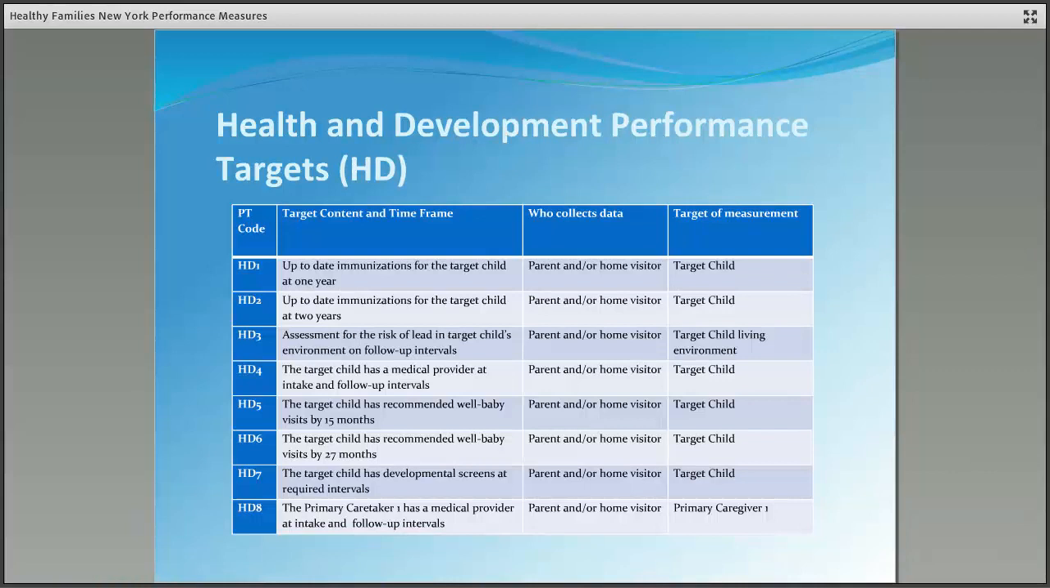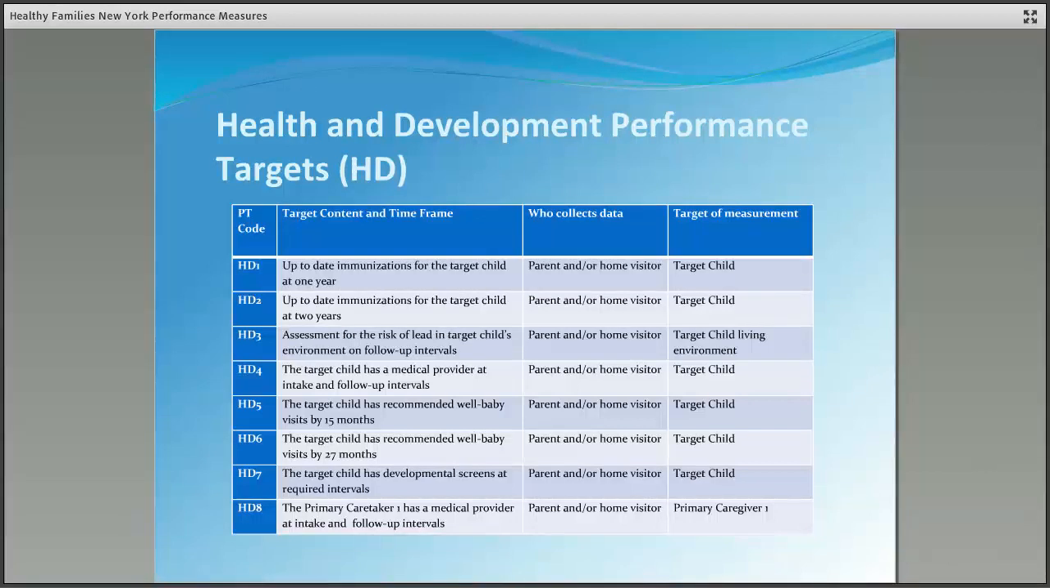HD3 is asking you to measure the potential for lead where the target child lives by answering some questions about the living environment. Again, you are asking the parent these questions, and this is done on the follow-up form. Next, HD4 is about the target child and the target that the target child has a medical provider. You will notice that each of these targets and the collection of data around these targets is a joint effort between you, the visitor, and the parent you are visiting.